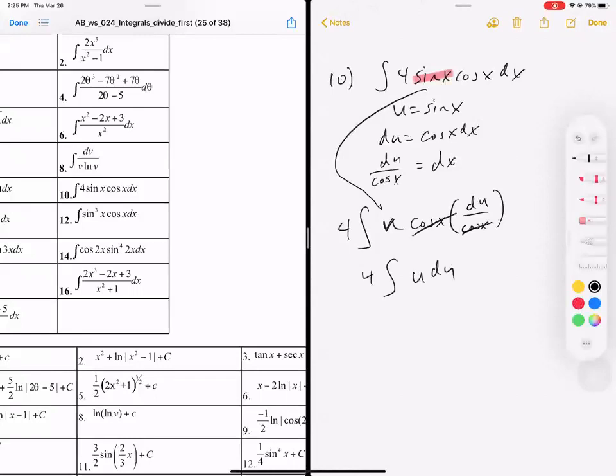The integral of u, that's actually just going to be power rule. So 1 plus 1 over 1 plus 1. That's our integral. 4 u squared over 2 plus c. 4 cosine squared x over 2 plus c simplifies, becomes 2 sine squared x plus c.